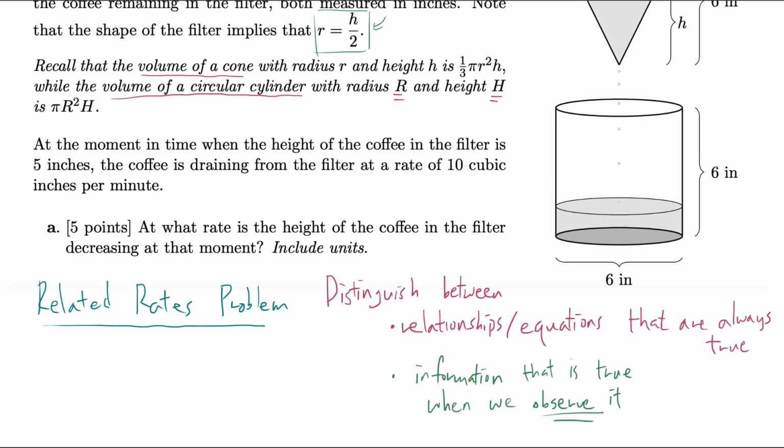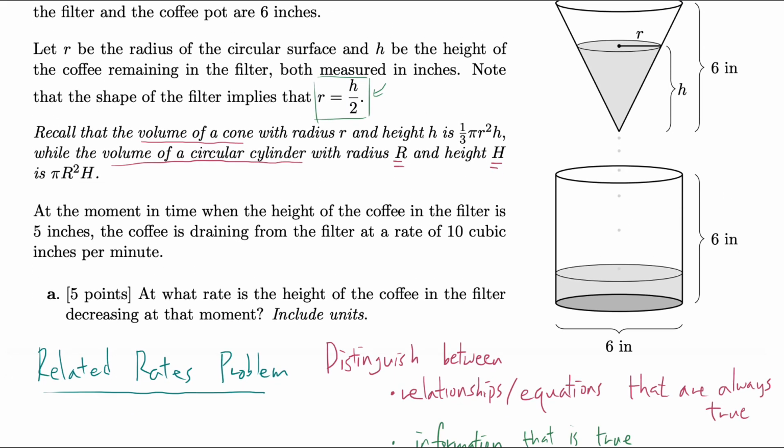Just to drive this point home, for example, as r and h are changing, the fact that the volume of the cone-shaped coffee that you have is 1/3 pi r squared h is something that's always true. This is a volume formula and it's always going to be true as long as you have a cone. The fact that r equals h over 2 just happens to be always true in our case. For this particular cone, even as the coffee is draining and r and h are getting smaller, we know by similar triangles that this relationship is always true.